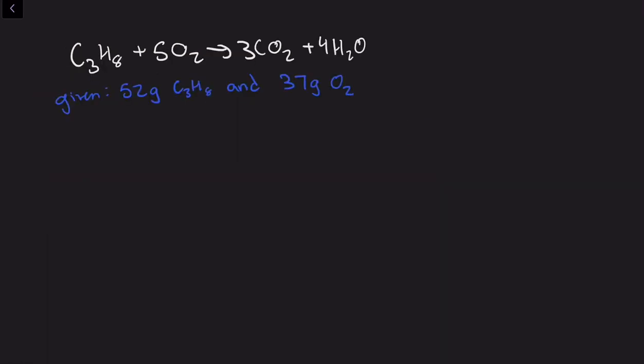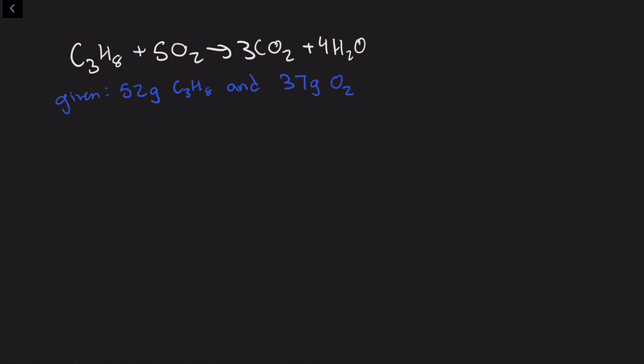Let's look at a slightly more challenging limiting reactant problem. So this one, we have C3H8 plus O2 yields CO2 and H2O. This is another combustion problem. Here, we're given 52 grams of our C3H8 and 37 grams of our O2. We're going to do the same thing, except now you may have noticed we have 2 products to choose from. So which one should we do?